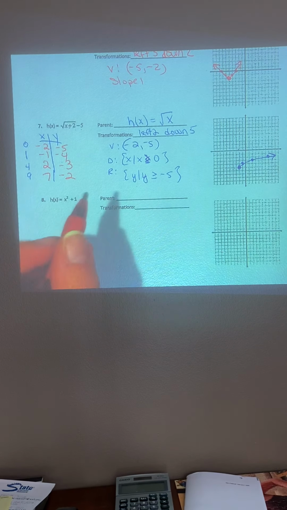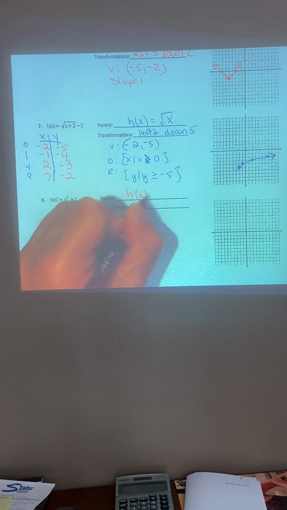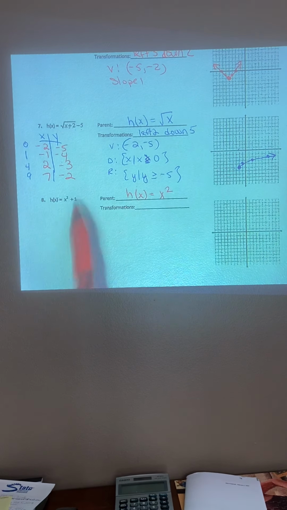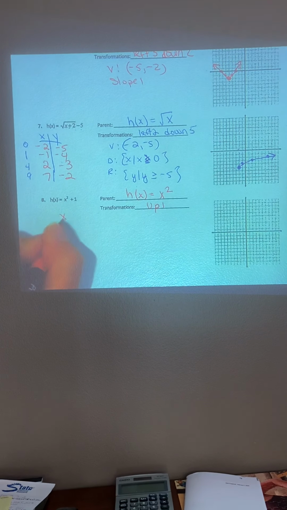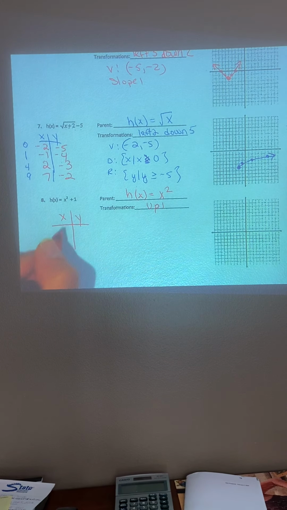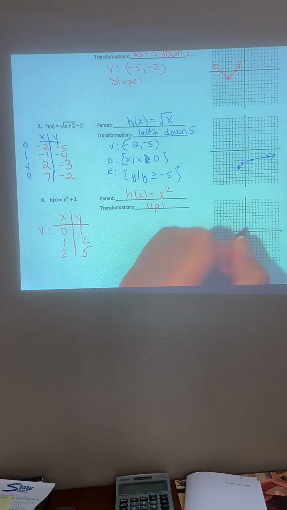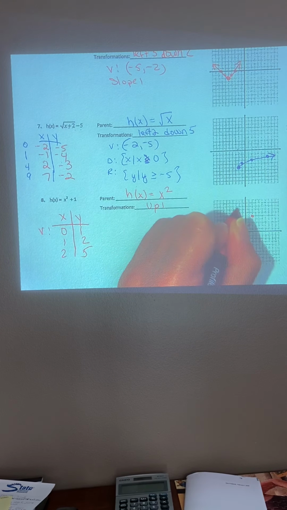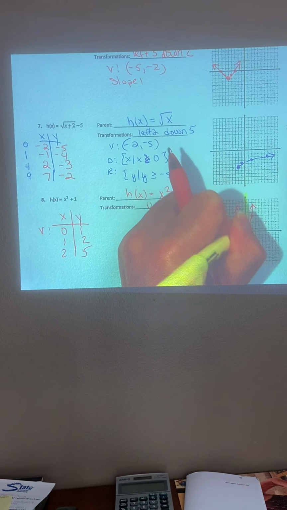Okay, and the last one, it's a quadratic, so h of x equals x squared. And how do we get from the parent to here? We're going up 1. This is an xy table. We can see our vertex is 0, 1. So we're going to use 0, 1, and 2. 1 squared is 1 plus 1 is 2. 2 squared is 4 plus 1 is 5. 0, 1, 1, 2, and 2, 5. And reflect. You can see here that the AOS is 0.